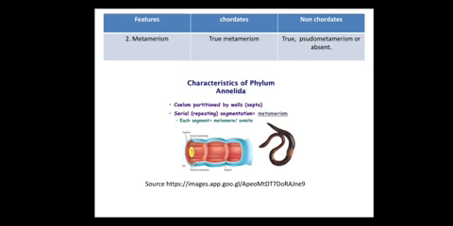Here we can take the example of the earthworm. The earthworm, of phylum Annelida, shows true metamerism. There is a repeated, linear arrangement of the segments.